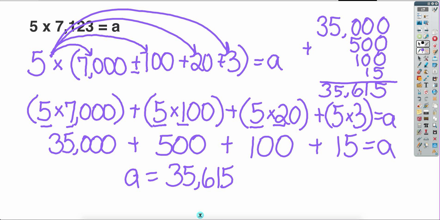35,615. So 5 times 7,123 is 35,615. Okay, and that is it. That is how we multiply a 2, 3, and 4-digit number by a 1-digit number using the distributive property of multiplication.